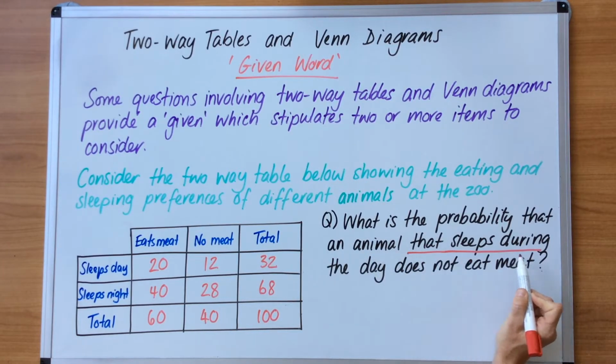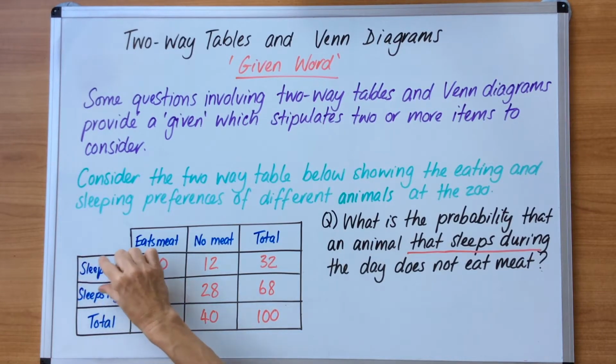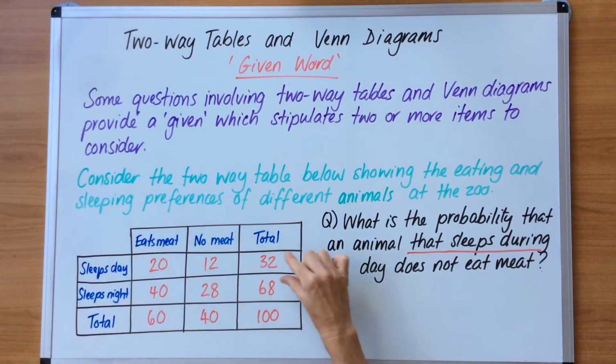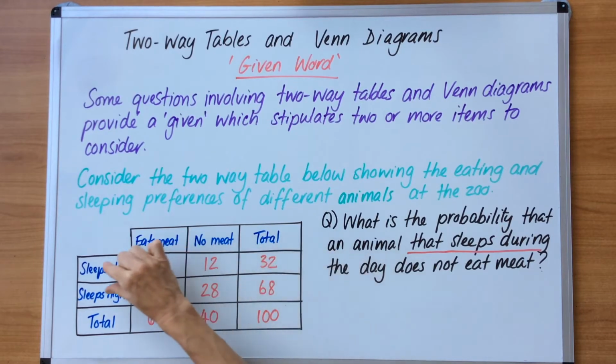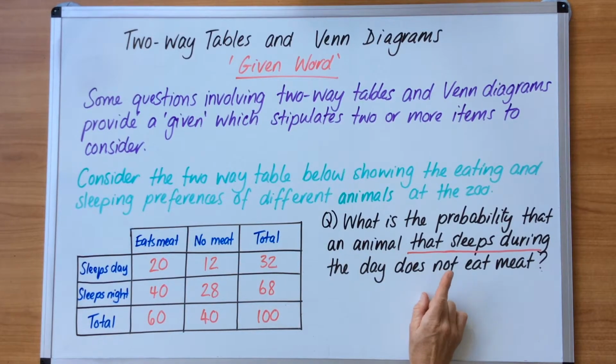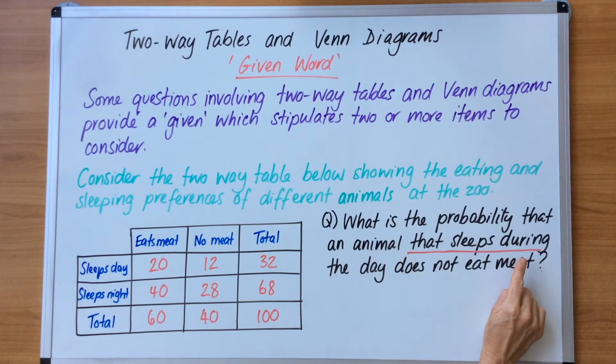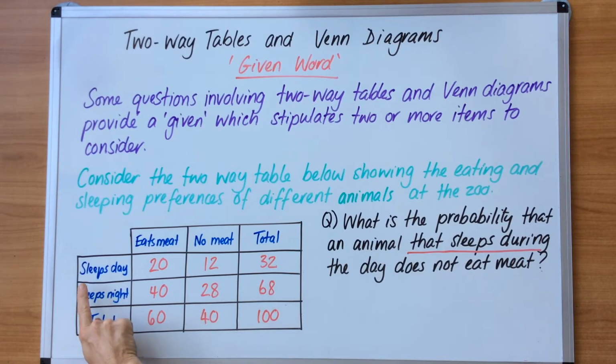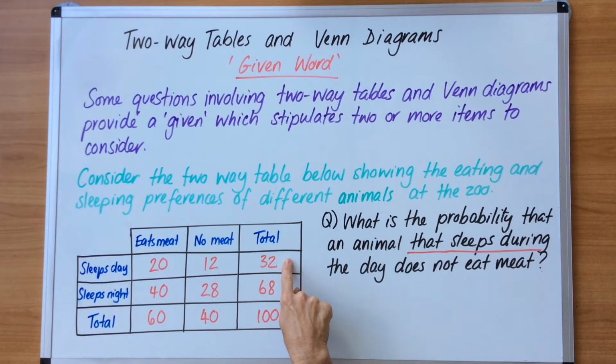Given that it sleeps during the day. You could actually put given in there, but not all questions are going to have that. So straight away, you go over to the two-way table and look for the sleeps in the day. This is the given section, even though it doesn't say it. So you need to be very careful when you read these types of questions. The first statement is the given in this situation. So sleeps in the day. That's a total of 32.